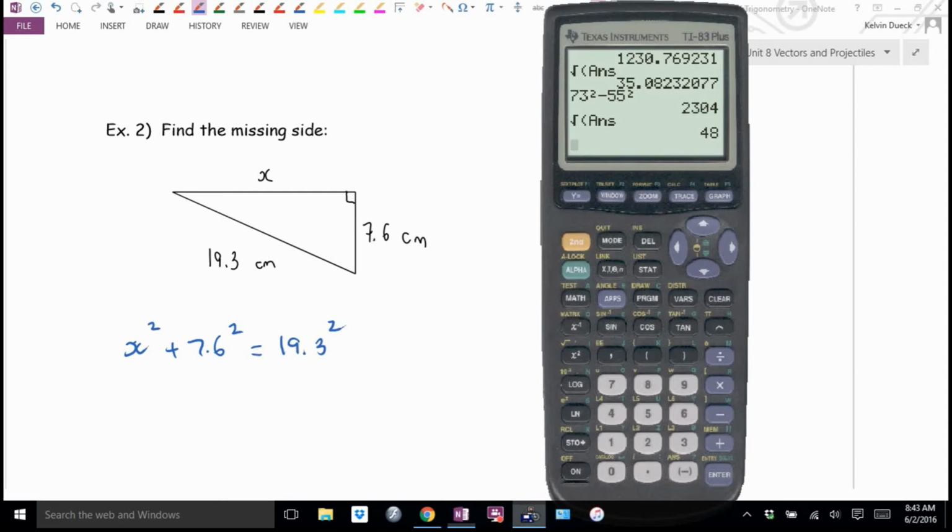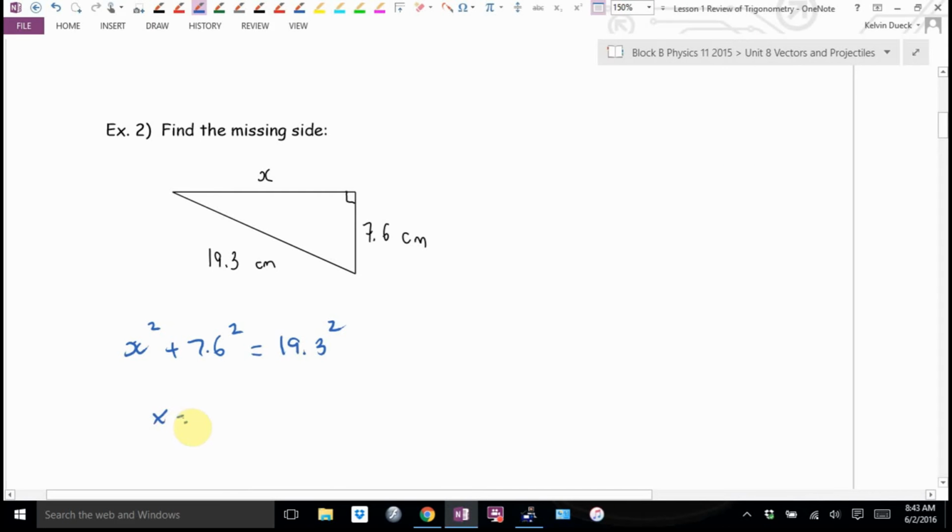If in your homework you are comfortable now going 19.3 squared minus 7.6 squared, square root, answer button. Is it 17.74? Okay. If you're comfortable doing that, I'm fine with that. In fact, I'm even going to go like this.